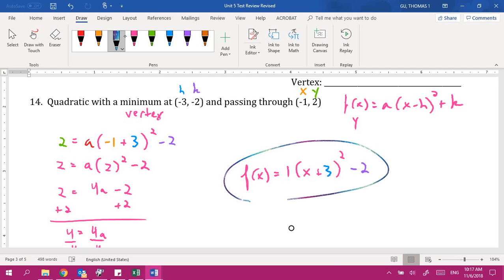You don't need to write the 1 if you don't want to, because it doesn't actually change anything. But yeah, that's it. F of x equals 1 times x plus 3 quantity squared minus 2.